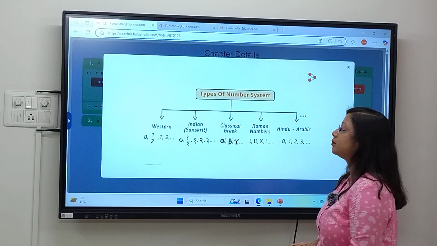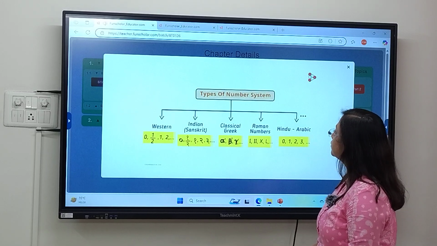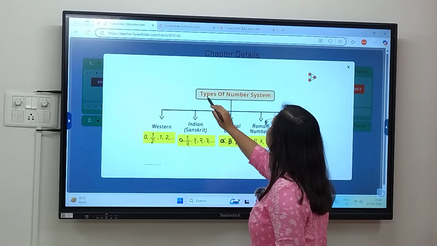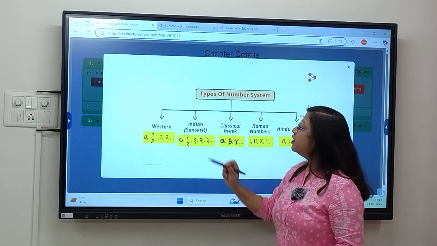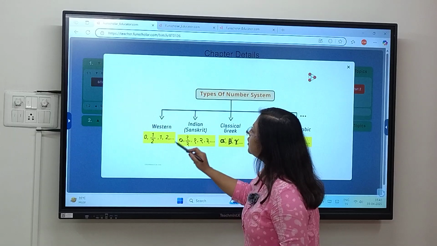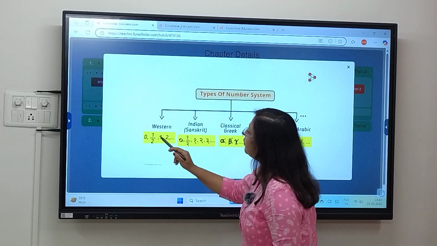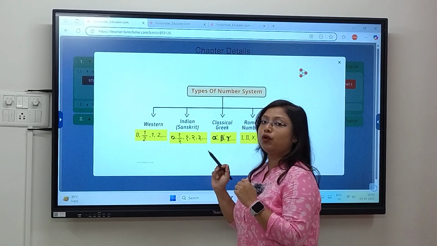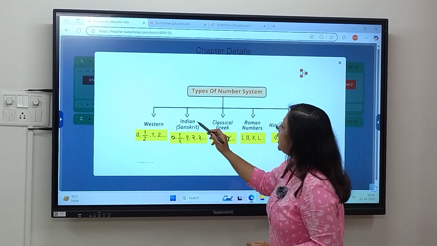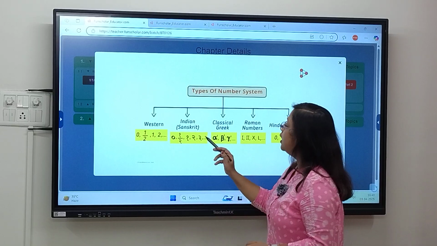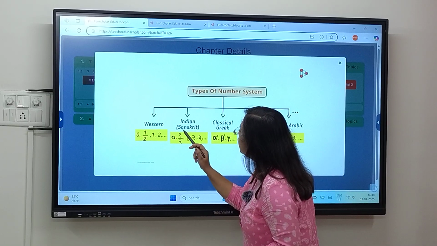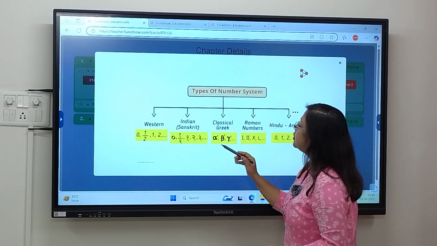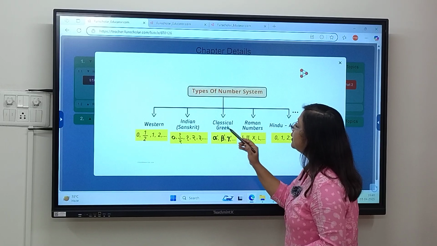Yes, there are different number systems which use different symbols for expressing numbers. Let's look at these types of number systems. First is Western. In the Western number system, they write the numbers like 0, half, 1, 2 and so on. In the Indian Sanskrit number system, we write the numerals like this. In the classical Greek number system, they write their numbers like this.